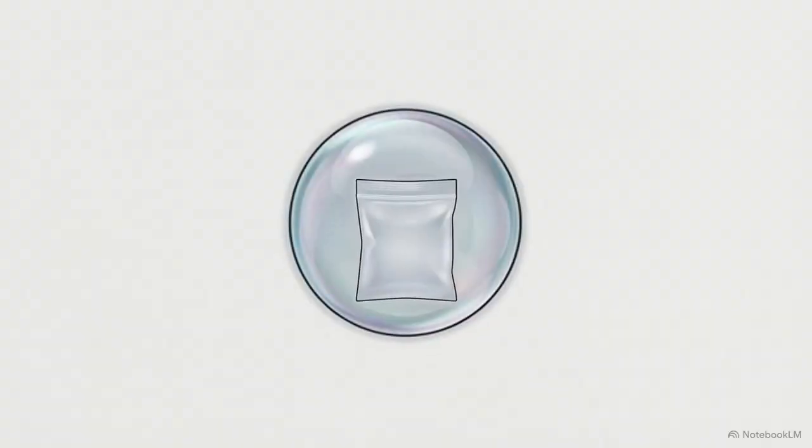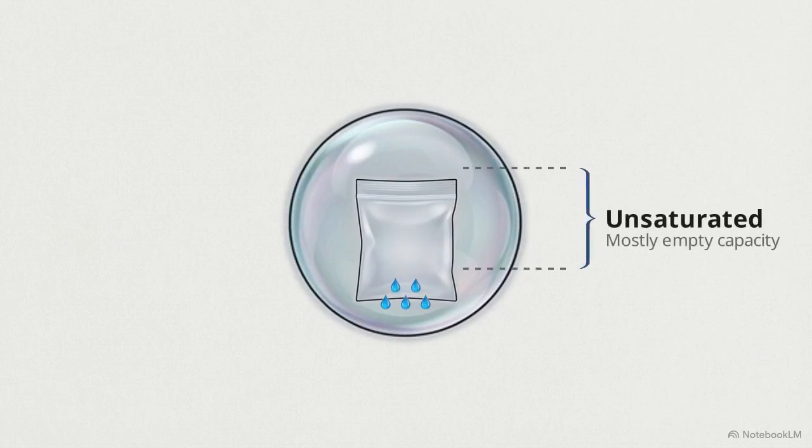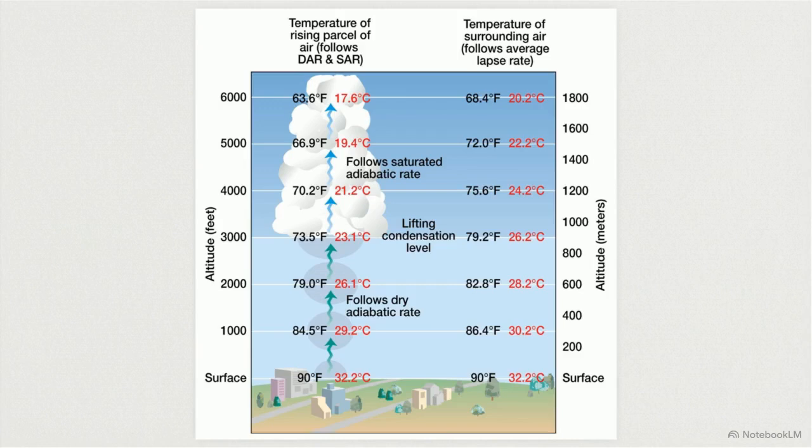Right now, our rising air bubble has a mostly empty stomach. It is unsaturated. This chart maps the temperature of a rising air parcel. Notice the steady temperature drop, marked by the green arrows on the lower half, as the air moves upward from the surface. This unsaturated air cools at a rapid, precise rate, 10 degrees Celsius for every kilometer it climbs. We call this the dry adiabatic lapse rate.